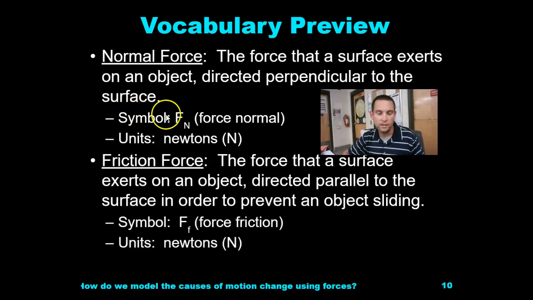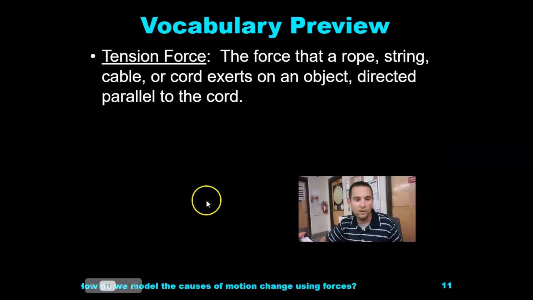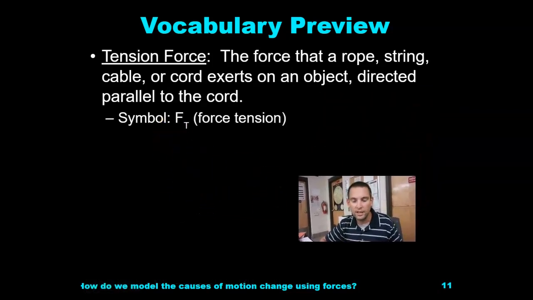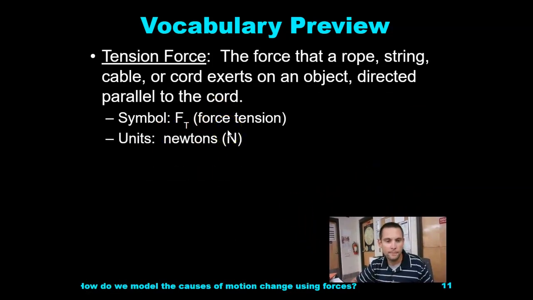We use F sub F for frictional force. For normal force, we're using F sub N. Both of these, because they're forces, they're measured in newtons. All forces are relatively interchangeable. Tension force, the force that a rope, string, cable, or cord exerts on an object. And it's always going to be parallel to the cord. Symbol F sub T for force tension.